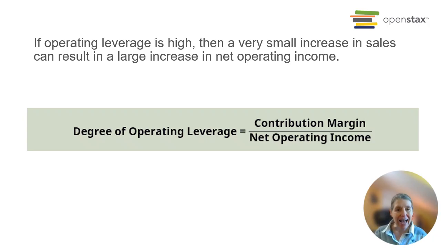The higher the degree of operating leverage, the more the good times are going to work in your favor, but the greater the possibility of risk later on. Lower operating leverage means a little bit more stability, a little less variability. The highs aren't as high, but the lows aren't as low.